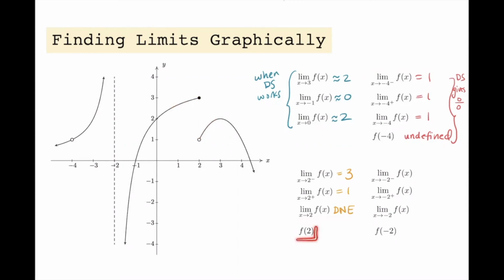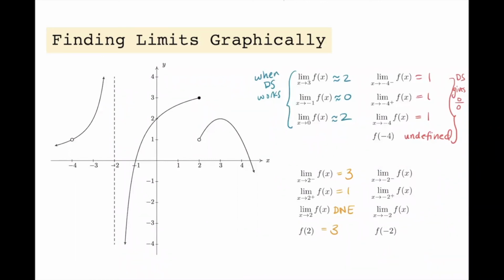Lastly, here we have the function value f of 2. So here we are only concerned with what happens when x equals 2. So we're not going to look at x approaching 2. We're just going to look directly up at 2, or maybe directly down, and see where there's a filled in point. And of course, you can see that there's a filled in point right here. This is our open circle. So the filled in function value, or what happens at x equals 2, will be the value of 3.